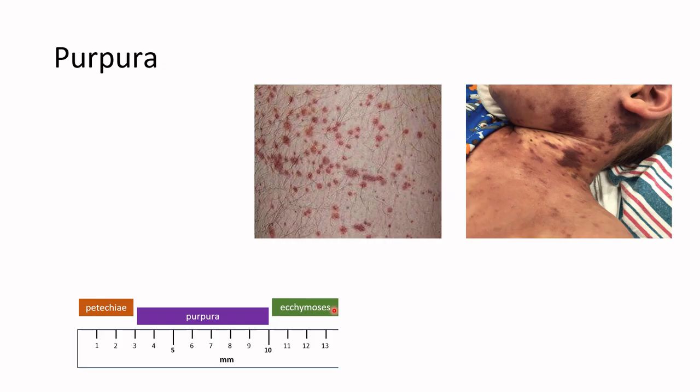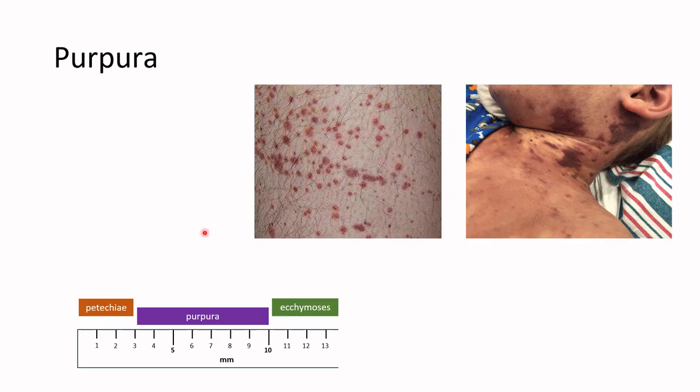Even so, having said that, people are not always so strict about it. So often you refer to something as a purpura relatively independent of the size, so that people would refer to either of these as purpura. Yeah, in general, what you see is this redness which goes more into purple, hence the name purpura.